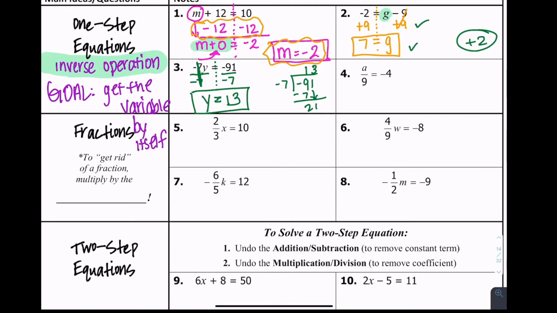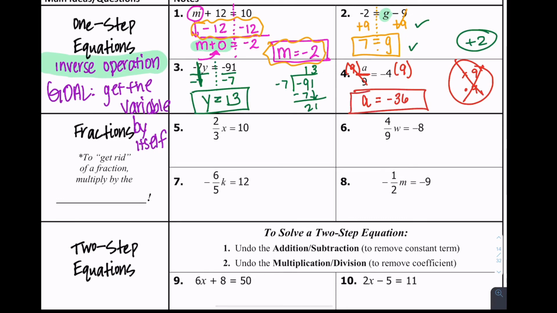I have a divided by 9. How do I undo division? Multiplication. And this is how we are going to show it. No more times 9 or times 9. These are done. Okay? So what happens here is these cancel out. I'm left with an A equals -36. Okay? This is the work I want to see.